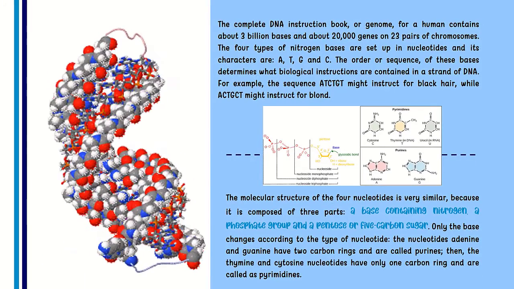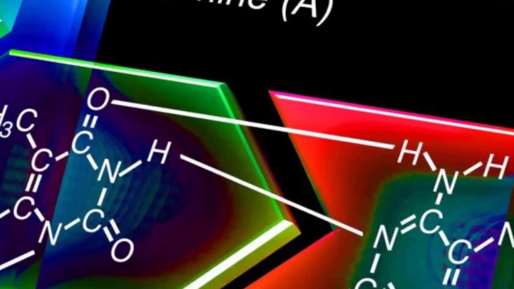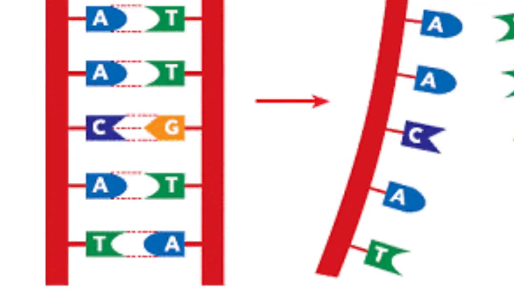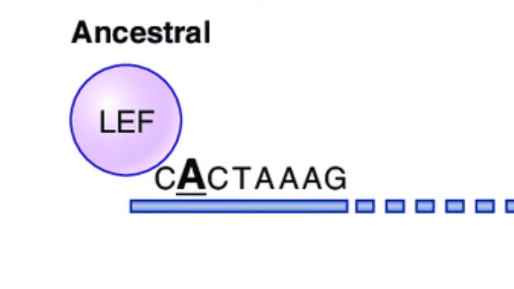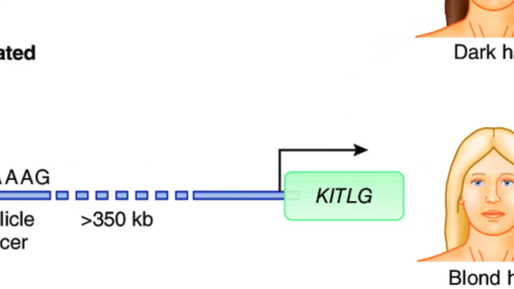The four types of nitrogen bases are set up in nucleotides and their characters are A, T, G, and C. The order or sequence of these bases determines what biological instructions are contained in a strand of DNA. For example, the sequence ATCTGT might instruct for black hair, while ACTGCT might instruct for blonde.